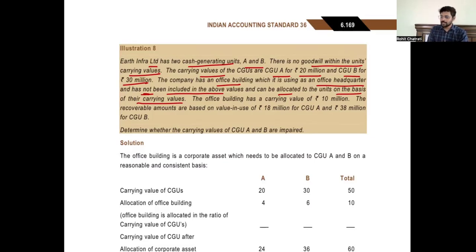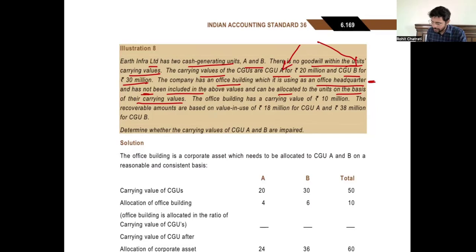Now, what they're saying is administrative assets should be allocated, for the purpose of impairment calculation, to CGU A and CGU B in the ratio of their carrying values. Because these corporate assets cannot generate cash on their own, we say that this head office is actually functioning for the benefit of A and B. If the head office does not exist, then obviously cash generating units also cannot exist, because it's the head office which is taking the decisions of how to run A and B. So we allocate the carrying amount of the head office to A and B in the ratio of their carrying amounts.